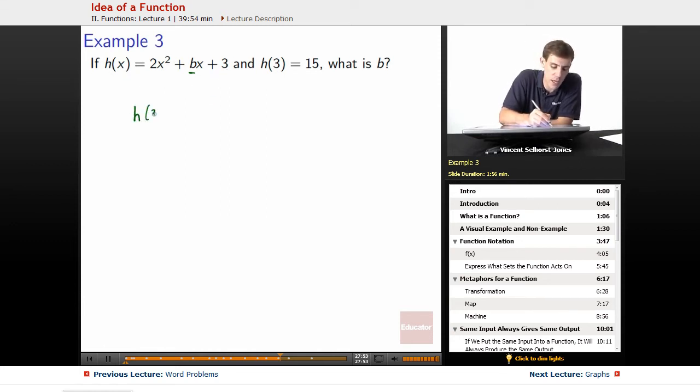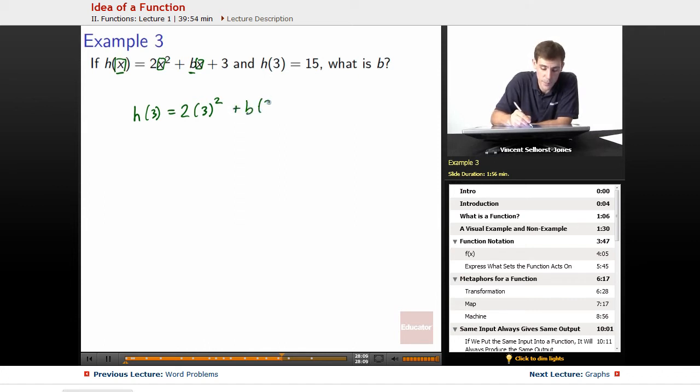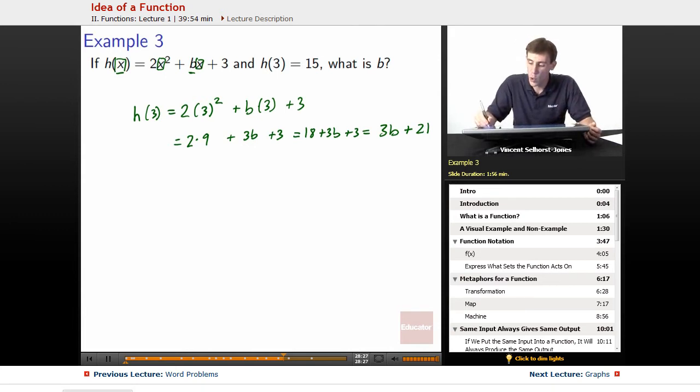So h of 3, based on the rule, is 2 times 3 squared. So we're switching for where all the x's show up, right? 2 times 3 squared plus b times 3 plus 3. So we get 2 times 9 plus 3b plus 3, which is 18 plus 3b plus 3, or 3b plus 21.